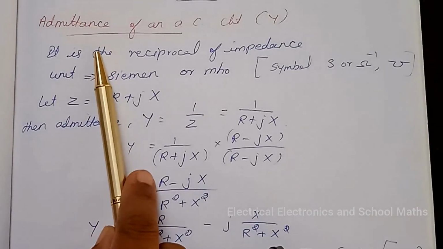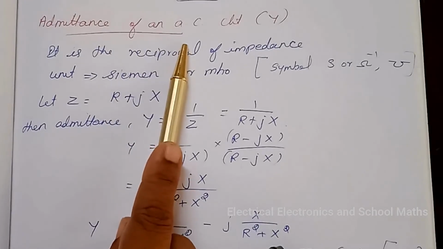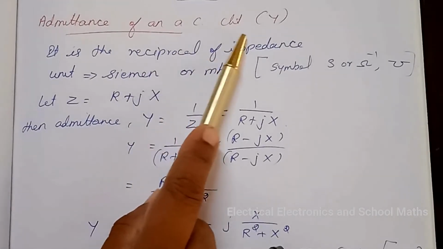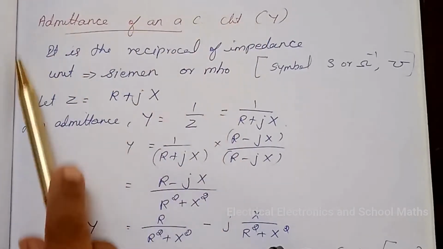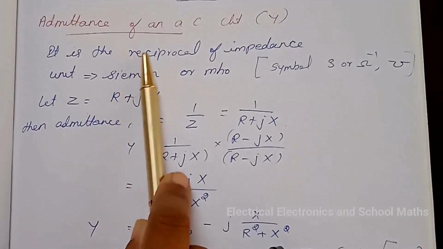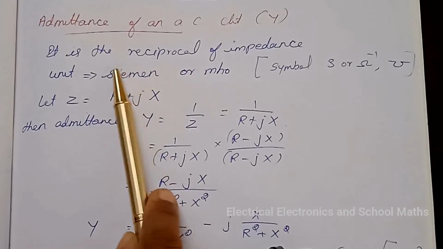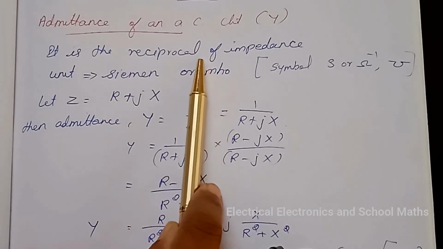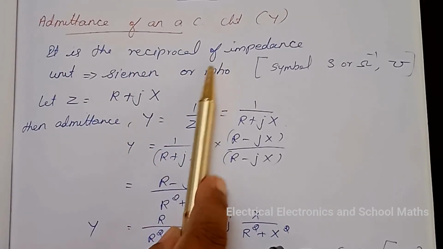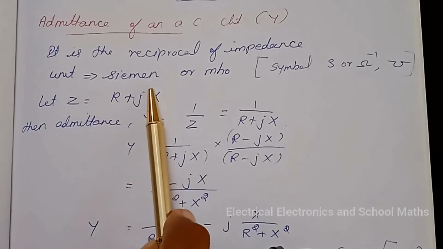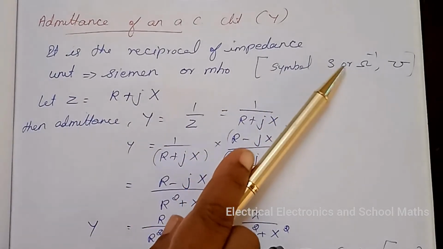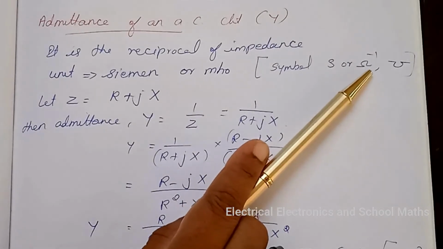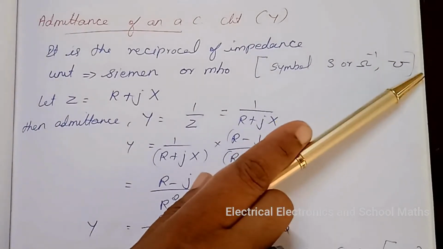Now let us study about admittance of an AC circuit. It is represented by the letter Y. Admittance of an AC circuit is defined as the reciprocal of impedance. Its unit is Siemens or mho. Symbol is S or ohm inverse or mho.